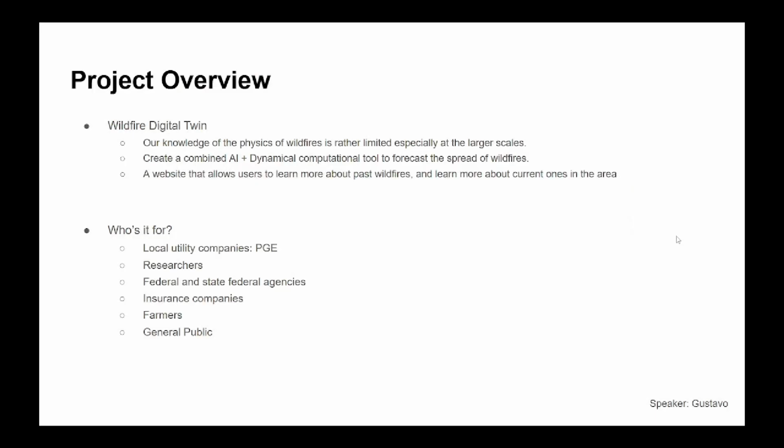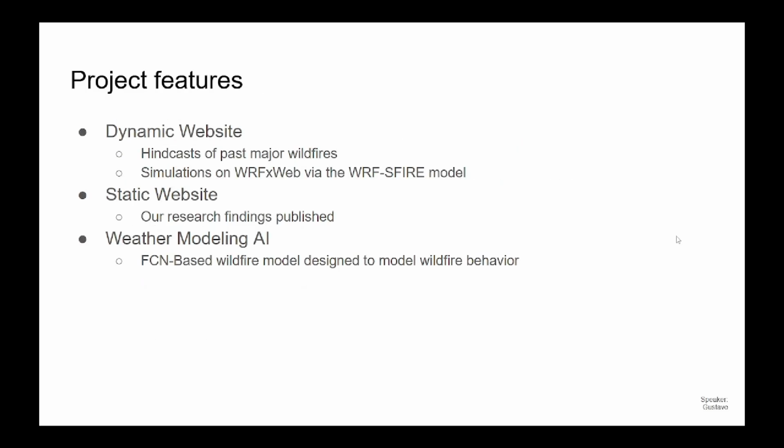The tool will be most useful to a number of agencies, such as local utility companies like PG&E, researchers who are interested in wildfire physics and taking a look at our findings, federal and state agencies, insurance companies, farmers, anybody who's curious about wildfires, and taking a look at our modeling tools that we use to create hindcasts of how past wildfires may have looked. On our static website, we placed our research findings, and anything that's relevant to this project will all be published there. We also have a weather modeling AI, which is designed to model wildfire behavior.